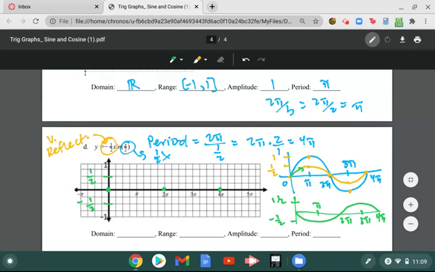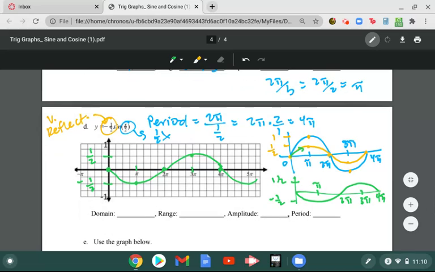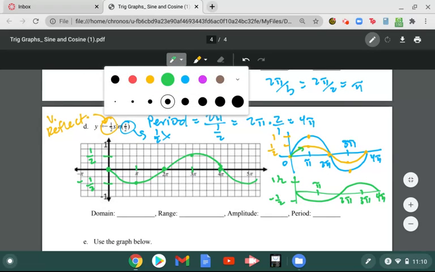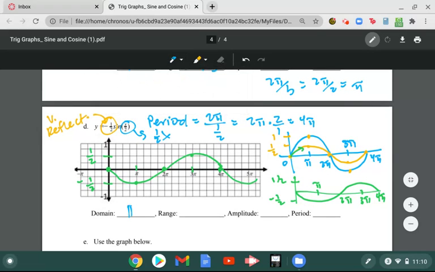And now I do my halfway in between marks here, but since I reflected it, it's a minimum. Halfway in between at 3 pi, I reflected it, so that's a maximum, and I can go ahead and draw it in. And it would continue, of course. Okay, so domain, still all real numbers every single time. I don't even really need to include that, but I do.